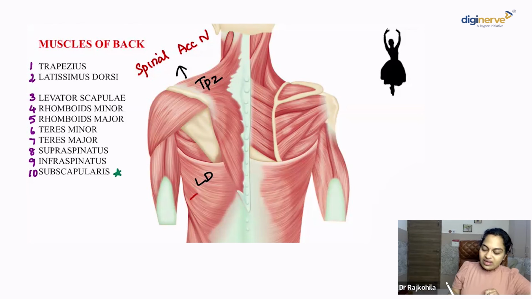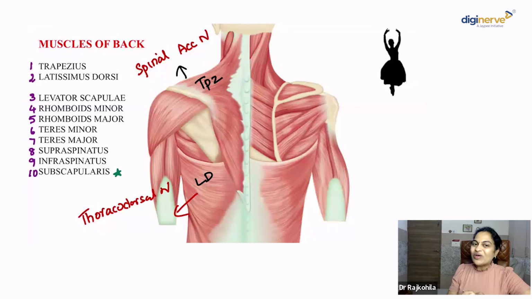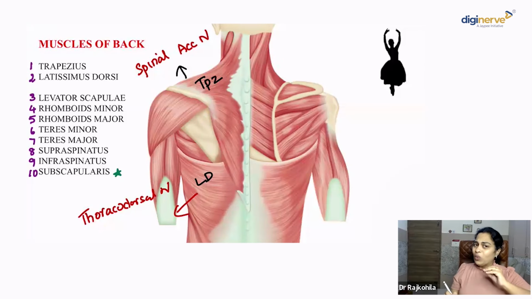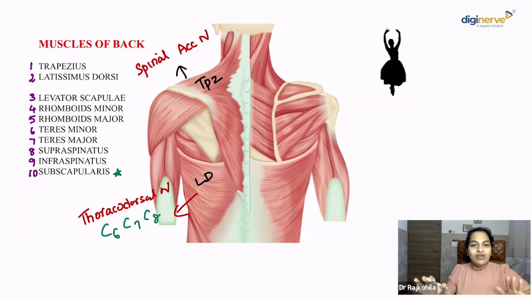Latissimus dorsi, that is going to be innervated by the thoracodorsal nerve. The thoracodorsal nerve arises from the posterior cord of the brachial plexus. Another interesting thing is that it is the only nerve with the root value C6, C7, C8, and you need not confuse it with any other nerves, right?